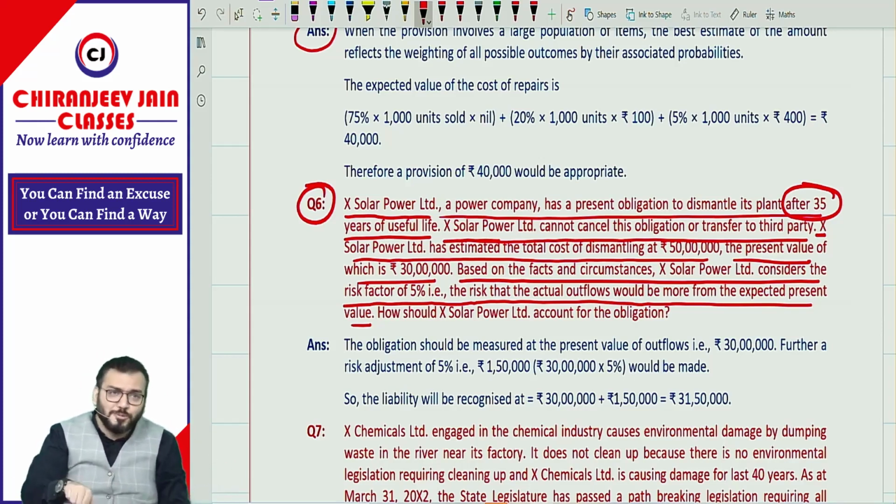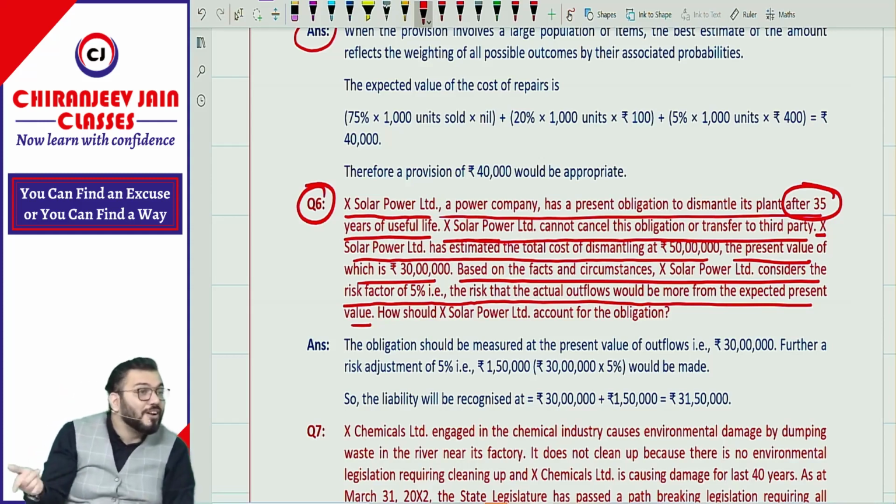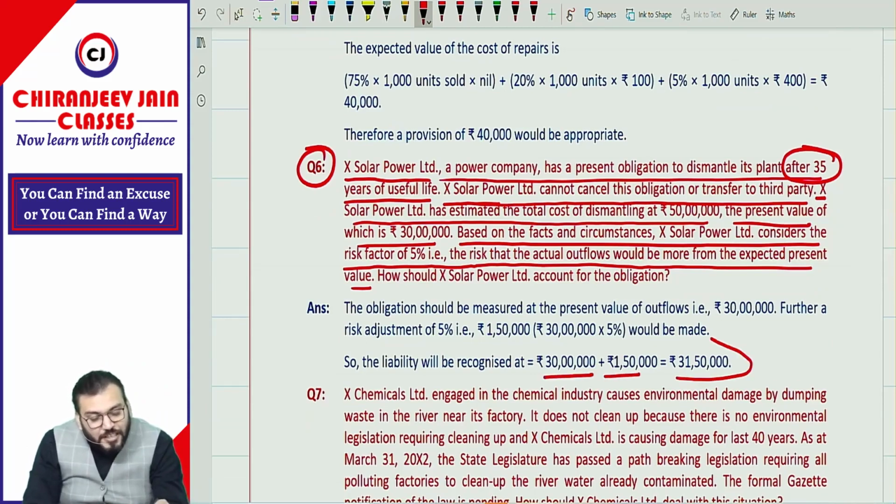Super easy. This type of question can come up for 4 marks. Means super easy, but student may be confused about this 5%. What need to be done? If they have not done it or they have forgotten, they may be confused. Understood? It means the amount of provision will be 30 lakh plus 1,50,000. That is 31,50,000.